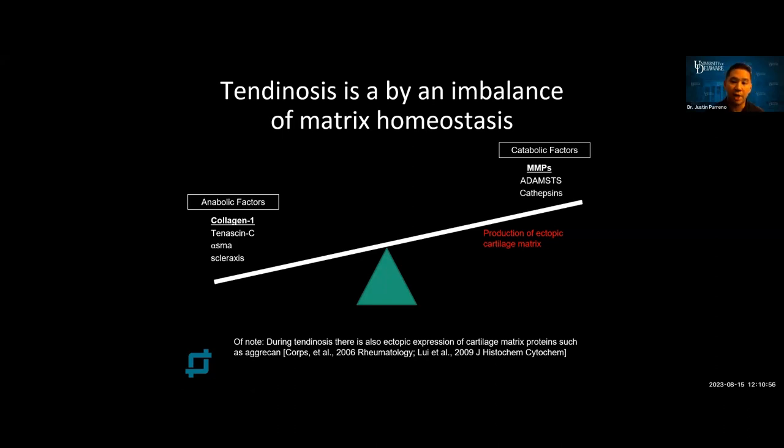In addition to the production of these catabolic factors, there's also the production of ectopic cartilage matrix. So not only are they producing less tendon matrix and degrading tendon matrix by the production of catabolic factors, but they're also producing matrix that shouldn't be there, such as cartilage matrix, which will increase the stiffness of the tissue. This will lead to loss of biomechanical function.